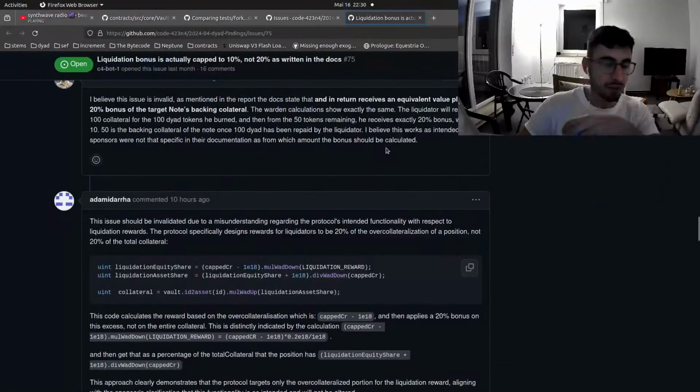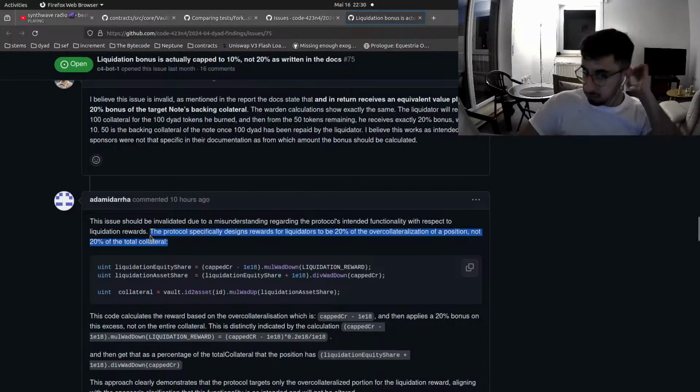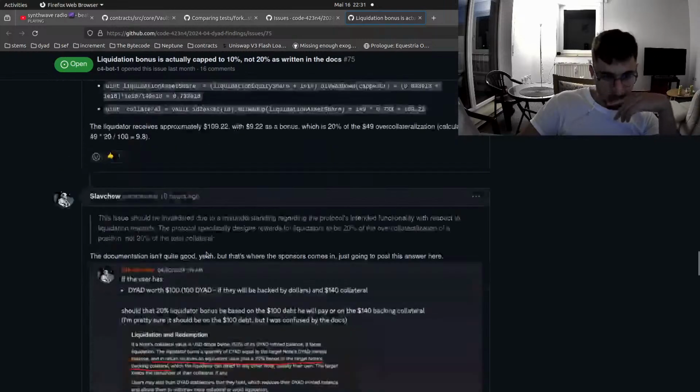Yeah, we completely changed the liquidation mechanism anyway. But this is a very good point. The protocol specifically designs rewards for liquidators to be 20% of the overall collateralization of a position, not 20% of the total collateral.